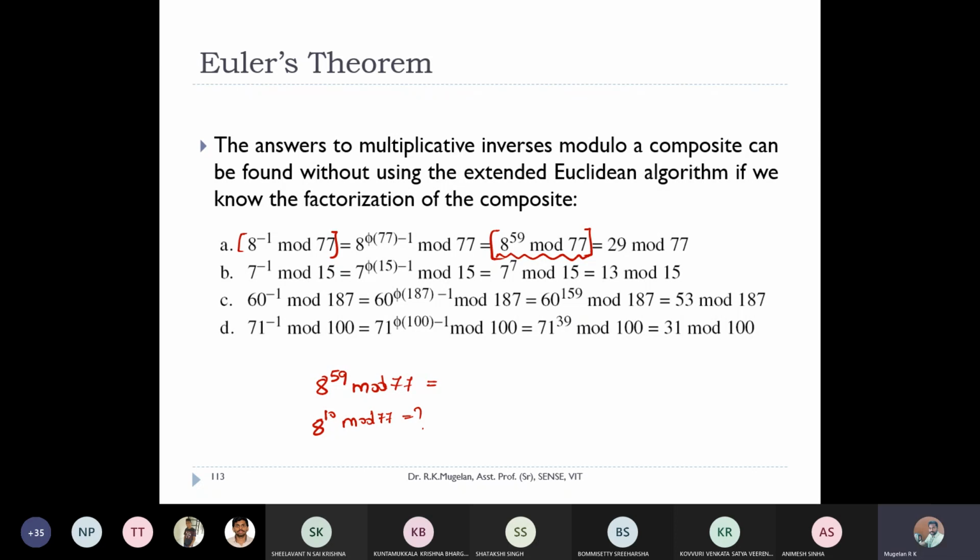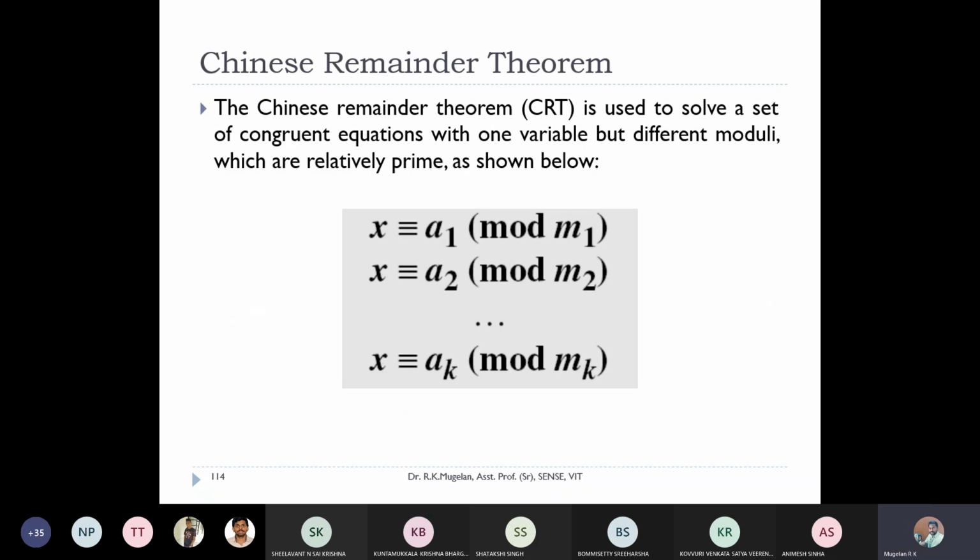Okay, I'm moving on to the next topic. Okay, I'm fed up with this one. The next one is the Chinese remainder theorem. So what is this Chinese remainder theorem in sense? It is used for solving congruence operations.